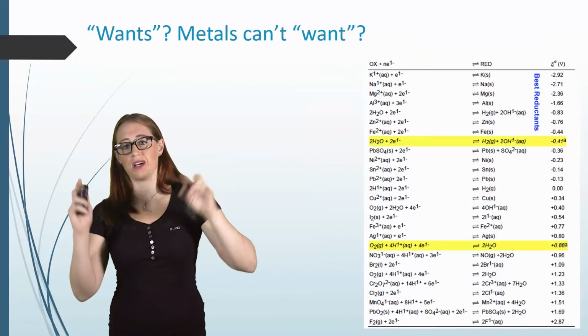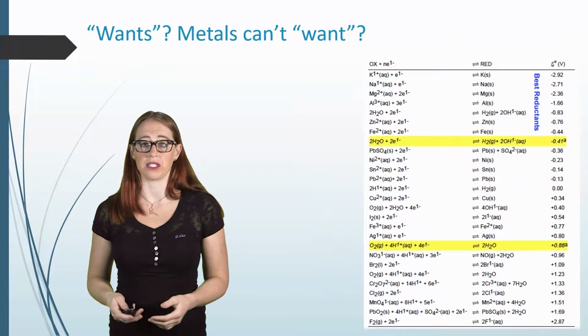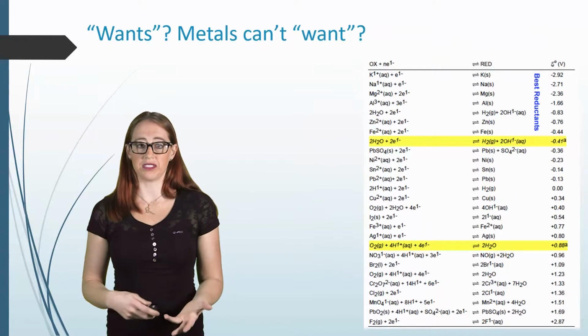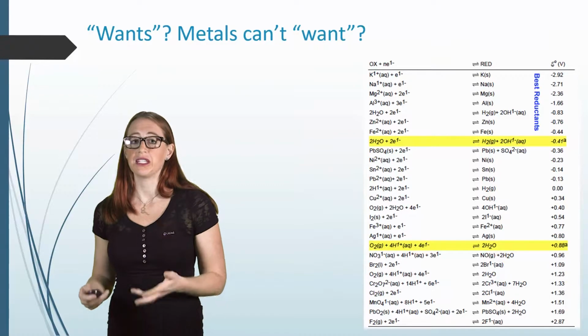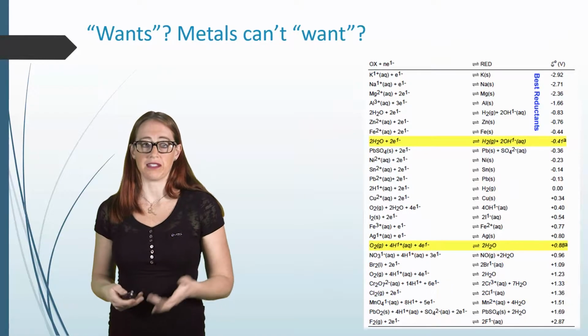Of course, when I say want, I'm anthropomorphizing. If you're in 1A, you'll learn more about what causes this in 1C. If you're in 1C, you'll learn about this when we talk about reduction potential values later in this chapter. And you'll see this when we get to tables like this.